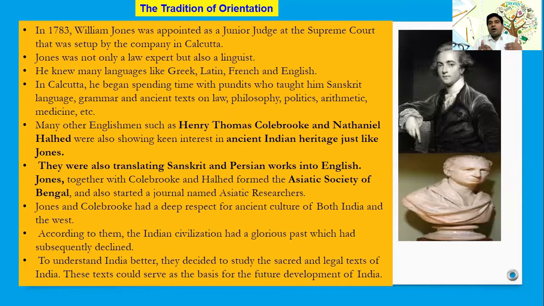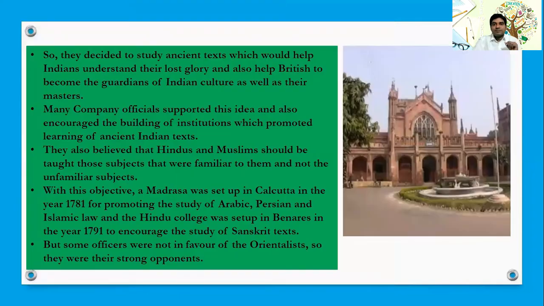This was the view of William Jones and his friends in the year 1783 and later about Indian society or ancient Indian culture. So they decided to go ahead and study the ancient texts, which would help them understand the lost glory of India, to understand the glorious Indian past.